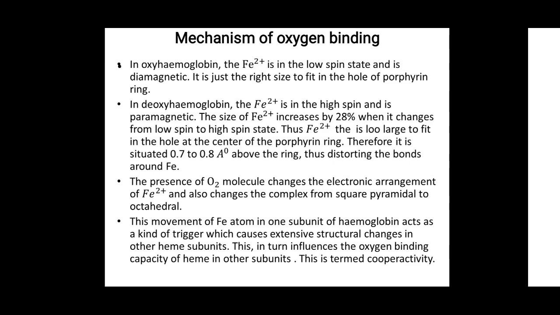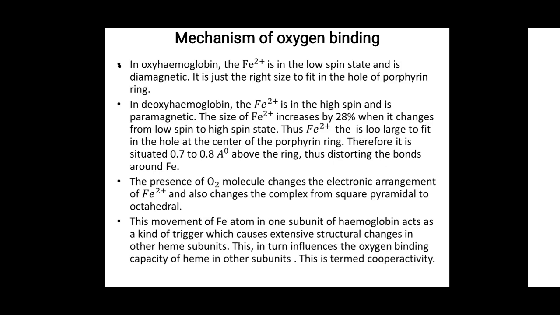See, actually, in the previous session, we already discussed that the ion is in octahedral manner in hemoglobin. But in deoxyhemoglobin, it changes. The shape changes to distorted octahedral. Then the presence of the O2 molecule changes the electronic arrangement of Fe2+ and also changes the complex from square pyramidal to octahedral. In this third statement, we are dealing with the shape of hemoglobin before oxygen binding and after oxygen binding.